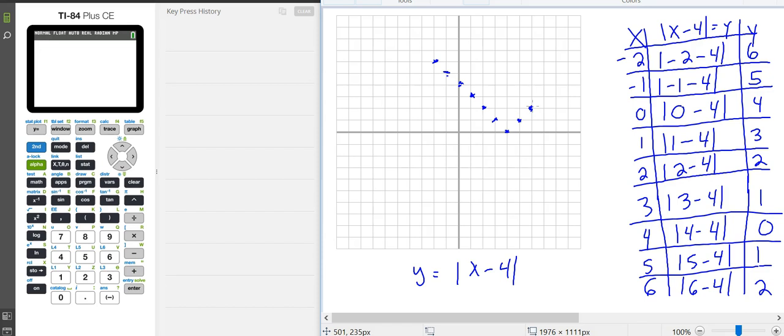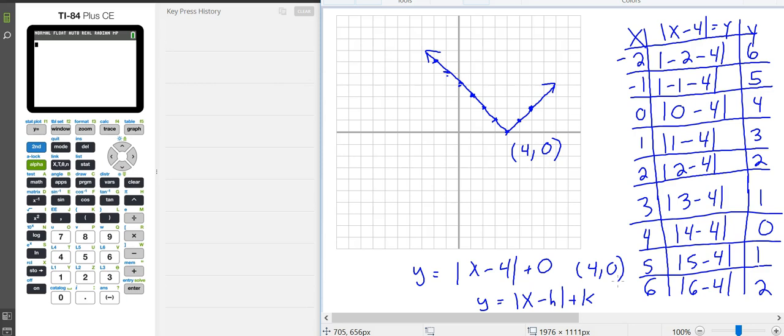You could do it on your own if you want. But this is enough to give us a good picture of what this graph will look like, something like that. And we could see that our vertex is at 4 comma 0. And we expected that because all absolute value functions are in the form of y is equal to the absolute value of x minus h plus k. In this case, k would be 0. We could have just plus 0. So we knew that our vertex would be at 4 comma 0.